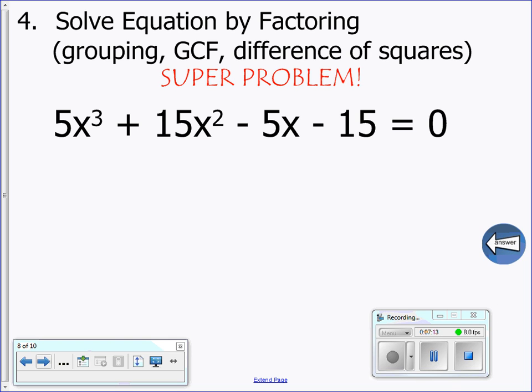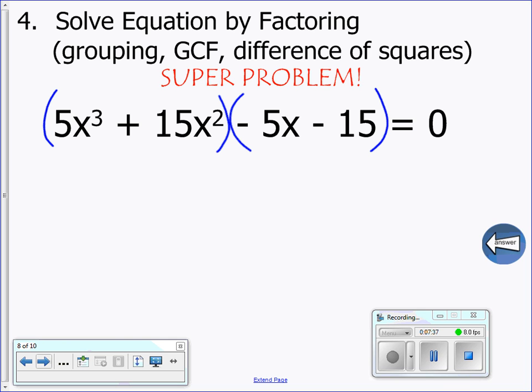All right, the super problem. So we have 5x cubed plus 15x squared minus 5x minus 15. So you can see that there's a GCF in all of them. You could start by taking that out, or you could start by factoring by grouping. So I'm going to do that. There's definitely more than one way to solve this problem.